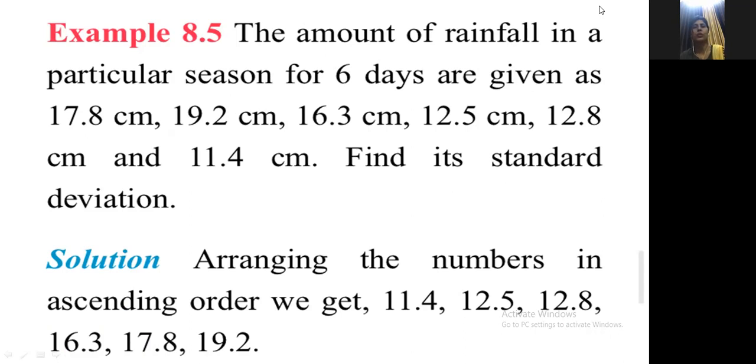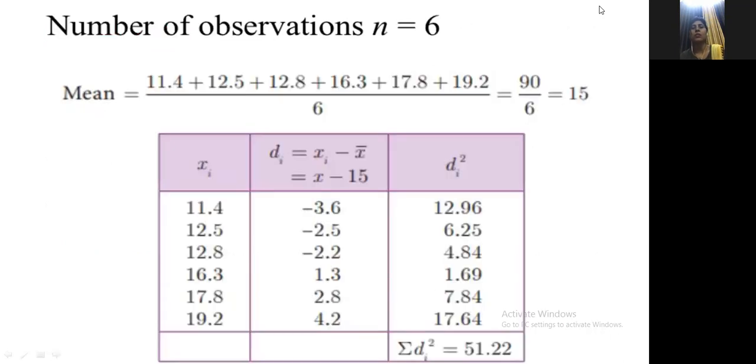So the first thing we do is arrange all these numbers in ascending order. After arranging these numbers in ascending order, we start the calculation of standard deviation. Here is the table in which you can see that the number of observations, that is n, is equal to 6, and the mean of all these observations is 15. Firstly, we calculated the sum of all these values, and after that we divided by the number of observations, and here we find the mean as 15.